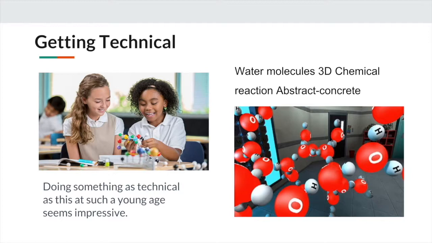So the picture shows that VR devices can create a virtual model of what they have seen, and they are able to have another complete look around, which engages students to understand these constructions easily. For those of us born in different generations, doing something as technical as this at such a young age seems impressive. However, with an increasing dependency on technical skills in the workspace, it is considered more important than ever that children start learning to operate various kinds of technology from these early years.